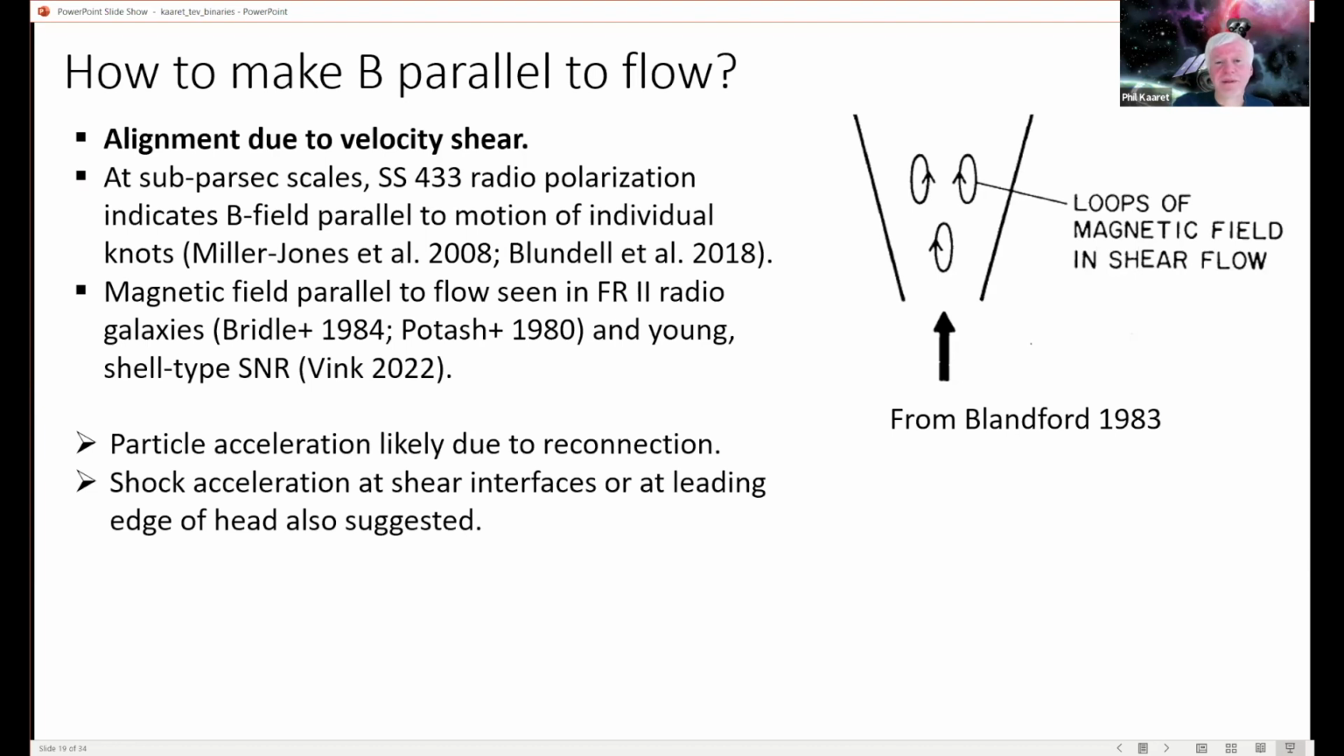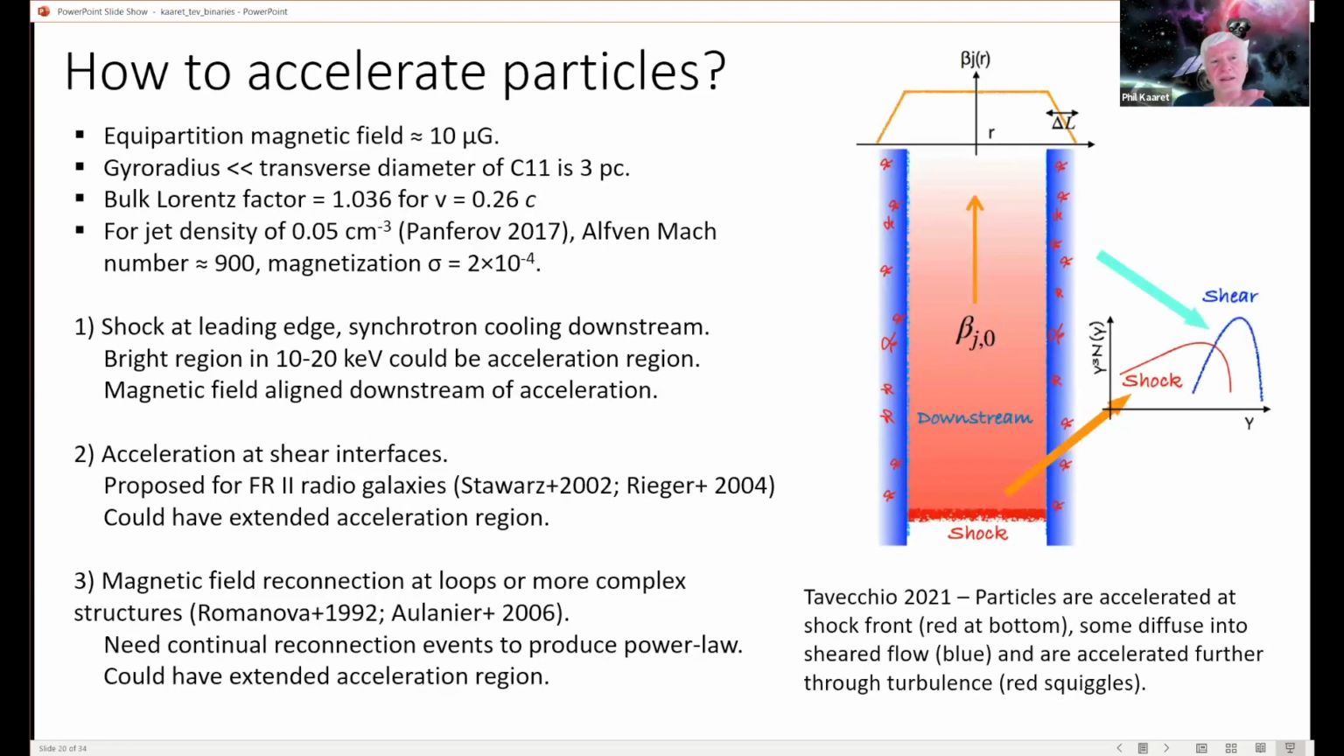Okay, and so I'll go through a couple of possibilities for how the particle acceleration occurs. When I showed this to Roger Blandford, he said, oh, that's obviously reconnection. But it would also be possible to have shock acceleration at the shear interfaces. A couple of the details here, just to get into more physical detail: the equipartition magnetic field is about 10 microgauss, which agrees with your talk from 2 weeks ago. The gyroradius is about 3 parsecs. That's actually a lot smaller than the transverse diameter of the X-ray emitting region.